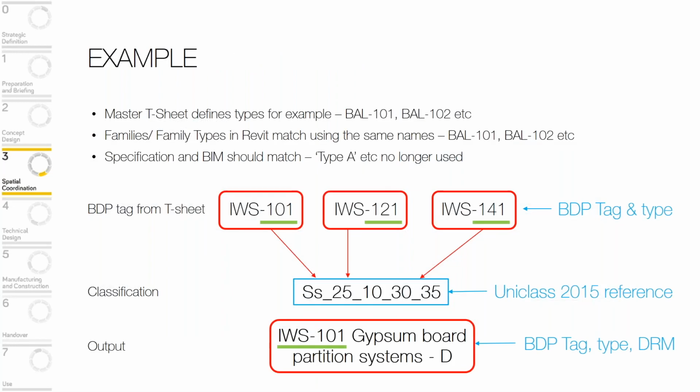internal wall partitioning systems. Our T-sheet, our tag sheet, defines things. So for example, BAL would refer to balustrades, and therefore the families would be named BAL and so on and so forth. And they would replace the types that you would use traditionally, like type A, type B, type C. So for the partition, you've got something from the T-sheet which would give you the code. Then in the background, that would be linked to the classification, which was the Uniclass 2015 classification. And then the output would tell you what the type was, give you a basic description, and also append the designer's responsibility to the end of it as well.